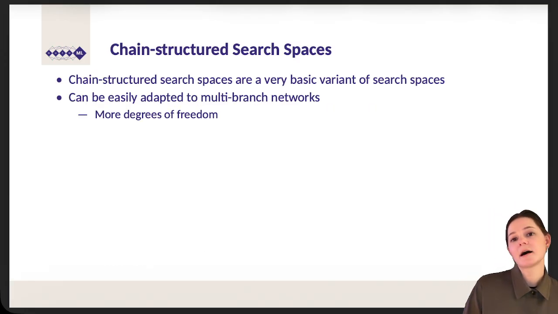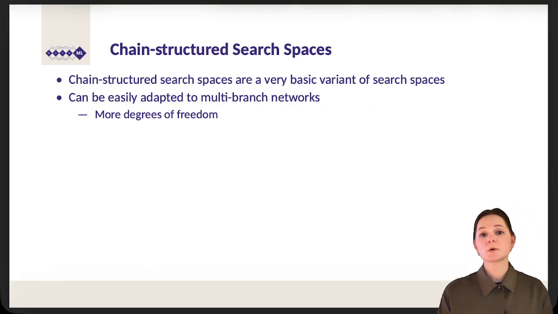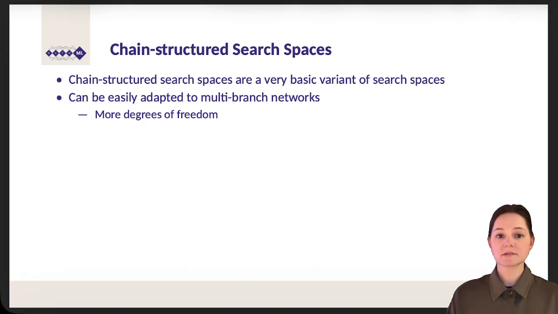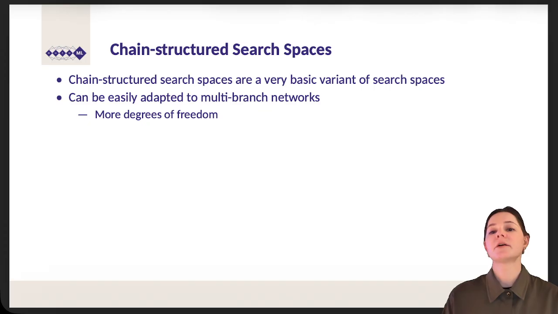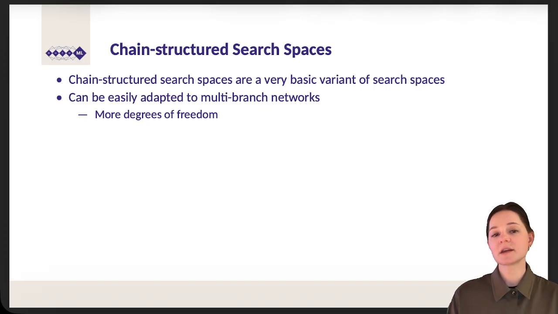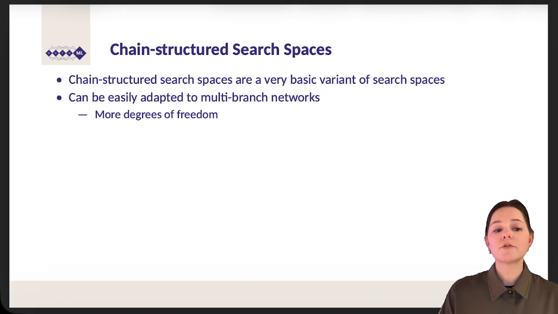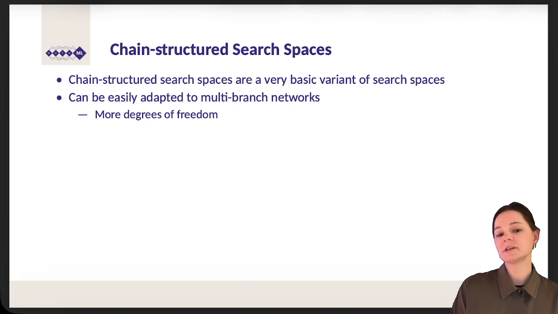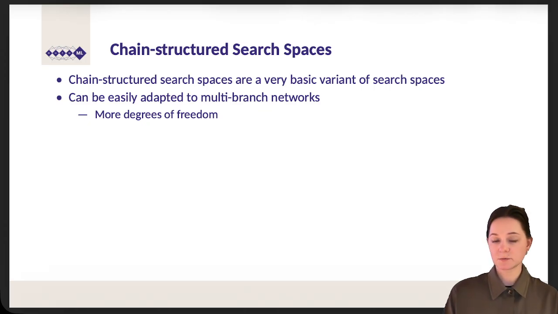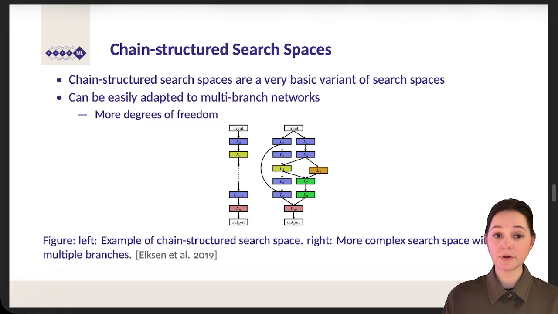The second search space we will talk about are so-called chain-structured search spaces. They are a very basic variant of search spaces, in some sense the simplest and the least constrained one. They allow for an algorithm to iteratively add more nodes and skip connections, which we will see in a moment. They can also be easily adapted to multi-branch networks, allowing for more degrees of freedom.